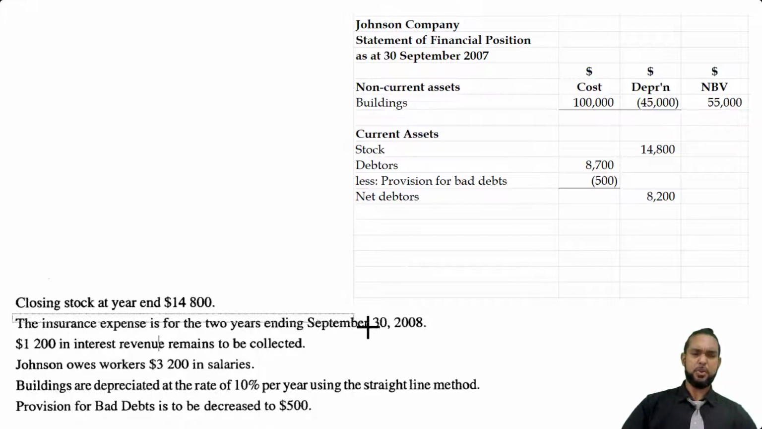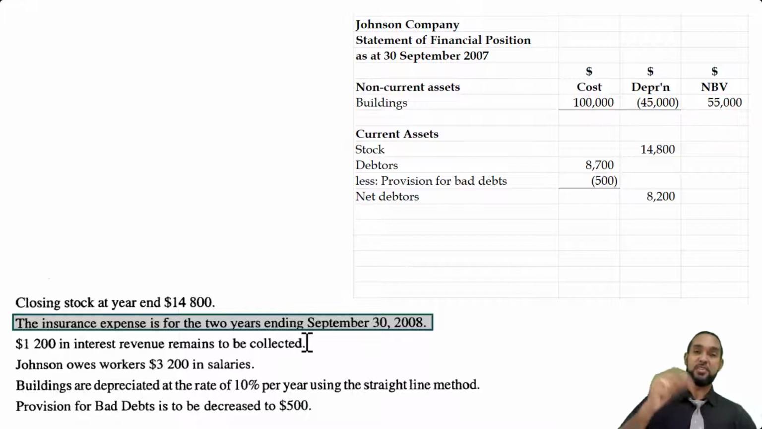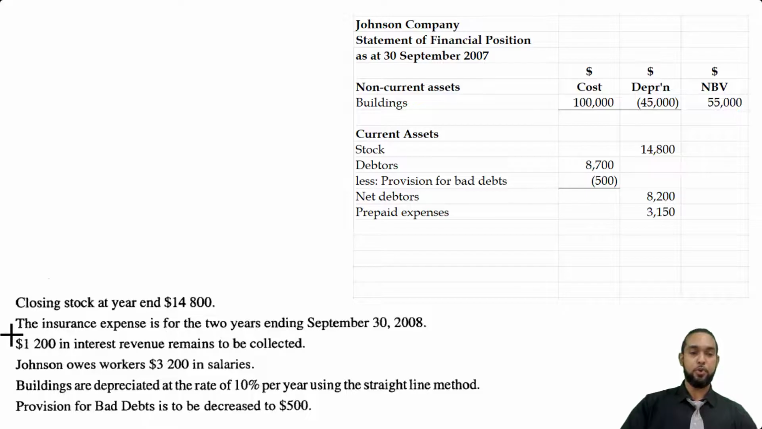The next item up would be the prepaid expenditure. So you might be asking, well, Chris, what prepaid expenditure? That's note 2. Remember, the insurance expense was prepaid. It was paid for 2 years. So we still have the next half of 3,150 already paid for the next financial year. So we're going to put prepaid expenses there. And the item right below that was the accrued revenue, the accrued interest revenue, which is 1,200. So we're going to add that there as well.